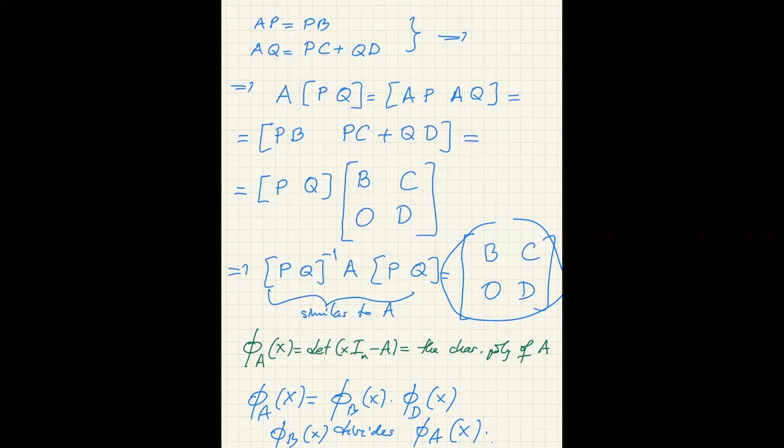I have a question with the characteristic polynomial of the B C 0 D matrix. So is that just a trait of all block matrices, that you can just consider the characteristic polynomials of B and D in this case?